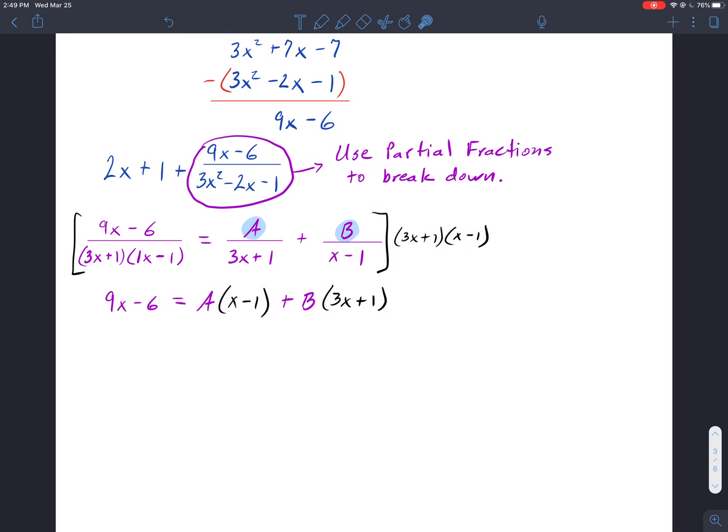One of the common mistakes I see with students is that they will write it as a times 3x plus 1 and b times x minus 1. They'll put the wrong factor on that variable. So be careful. 3x plus 1 cancels, and a gets stuck with x minus 1. The x minus 1 cancels, and b gets stuck with 3x plus 1. All right?